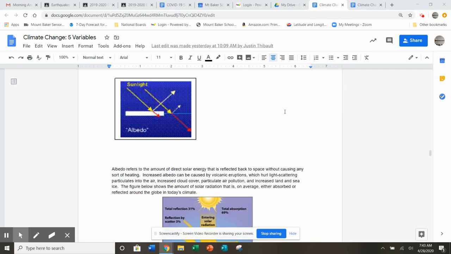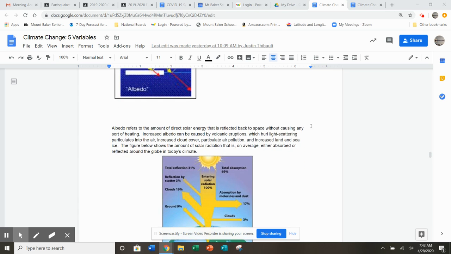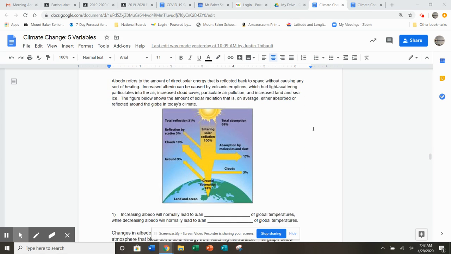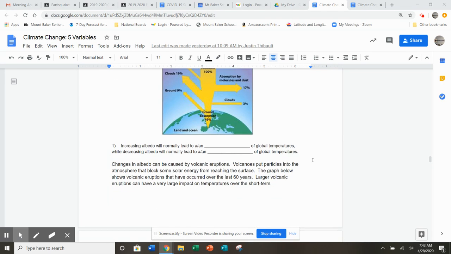You can imagine a white sidewalk in the summer versus blacktop in the summer. The blacktop is going to be a lot warmer than the white sidewalk. That's because the light bounces off the white sidewalk. Well, the same is true for sea ice. And this diagram shows how much sunlight actually gets to the ground. It's only about 49%, because the rest of it is getting reflected back up into space.